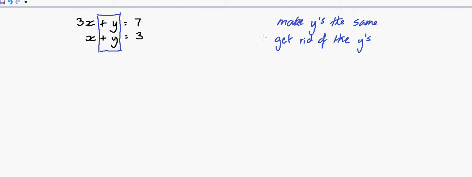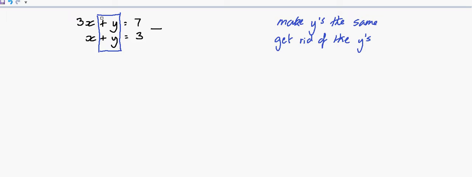Now we've got plus y and plus y. If I add these two equations together, plus y gives me 2y. That doesn't get rid of them. If I've got plus y and I take away plus y, the y's disappear, and that's what I want. So on this occasion I'm going to get rid of the y's by subtracting.